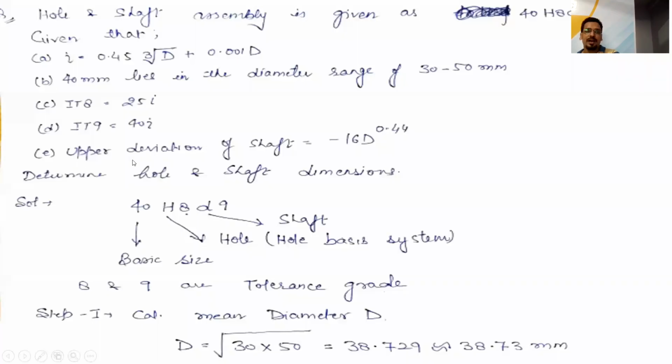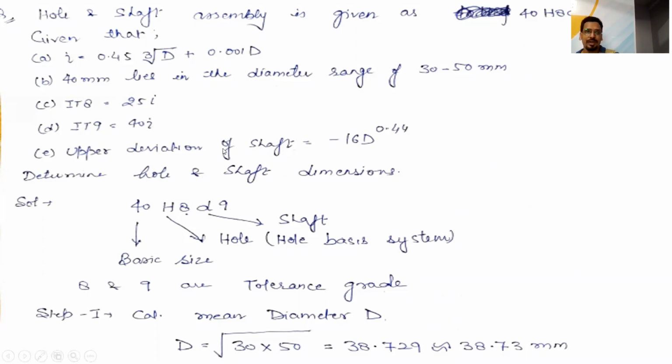So, and this is the upper deviation of shaft. Upper deviation of shaft is given to you, that is minus 16 d to the power 0.44. This will be in micron. And what is upper deviation? Upper deviation is the algebraic difference between the upper limit of the shaft minus the basic size.